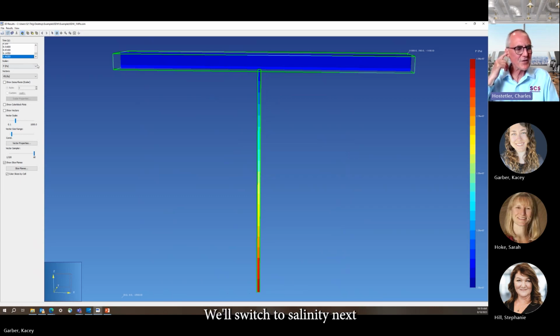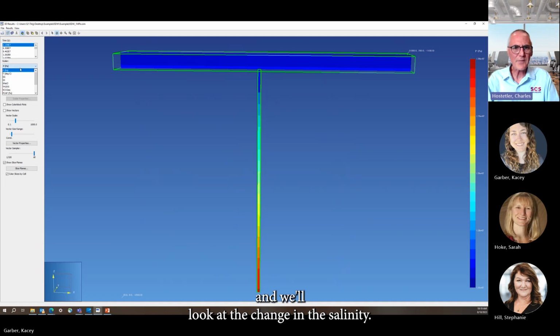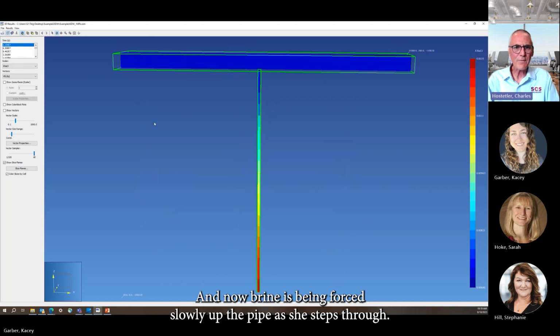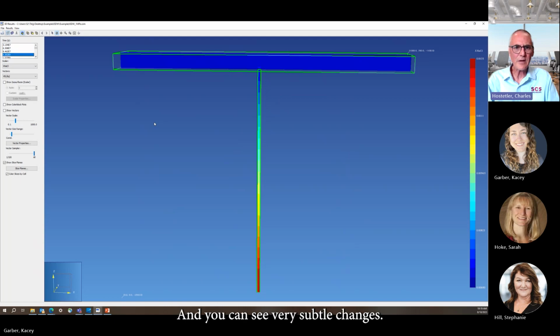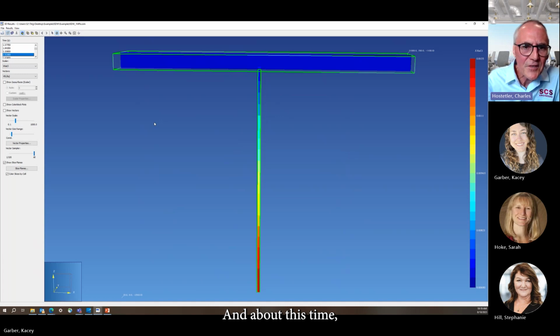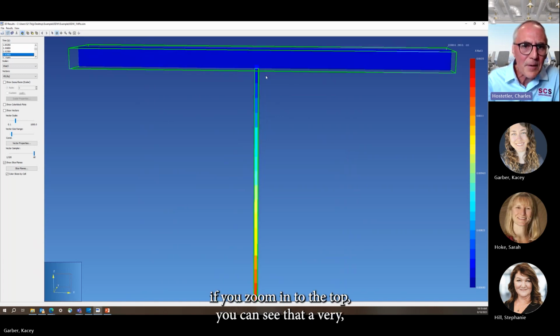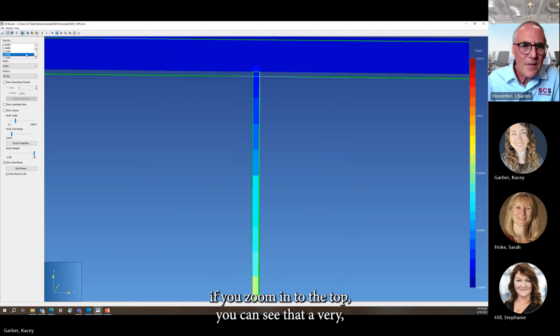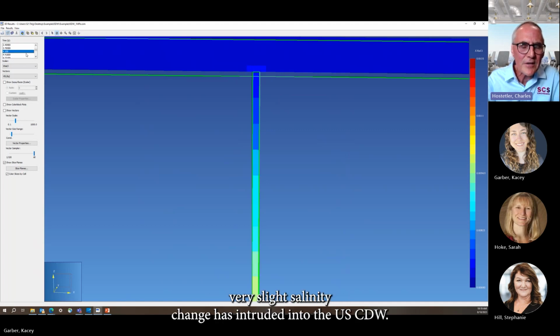We'll switch to salinity next, and we'll look at the change in the salinity. And this is the initial condition. And now brine is being forced slowly up in the pipe as she steps through. And you can see very subtle changes. And about this time, if you zoom into the top, you can see that a very, very slight salinity change has intruded into the USDW. And what time are we now, Casey? We're about 20 years into it.